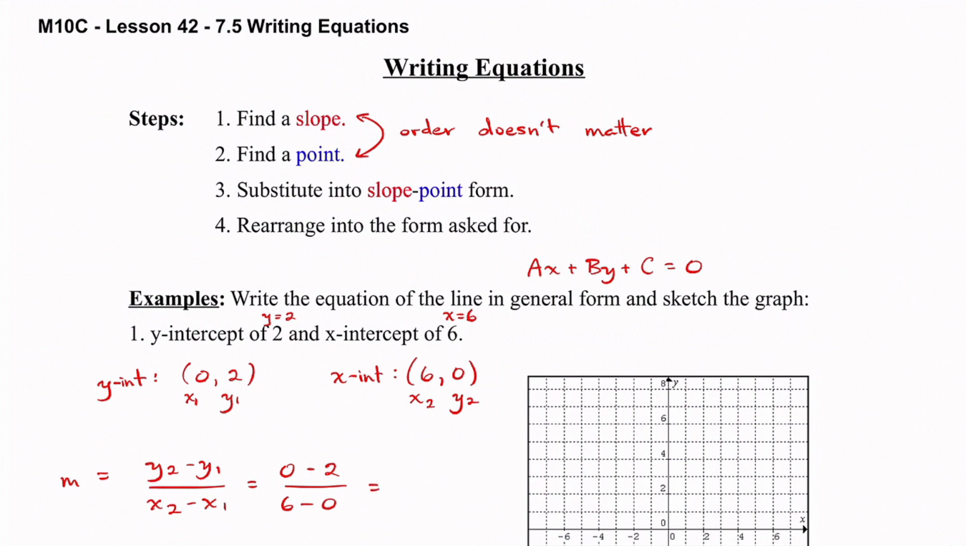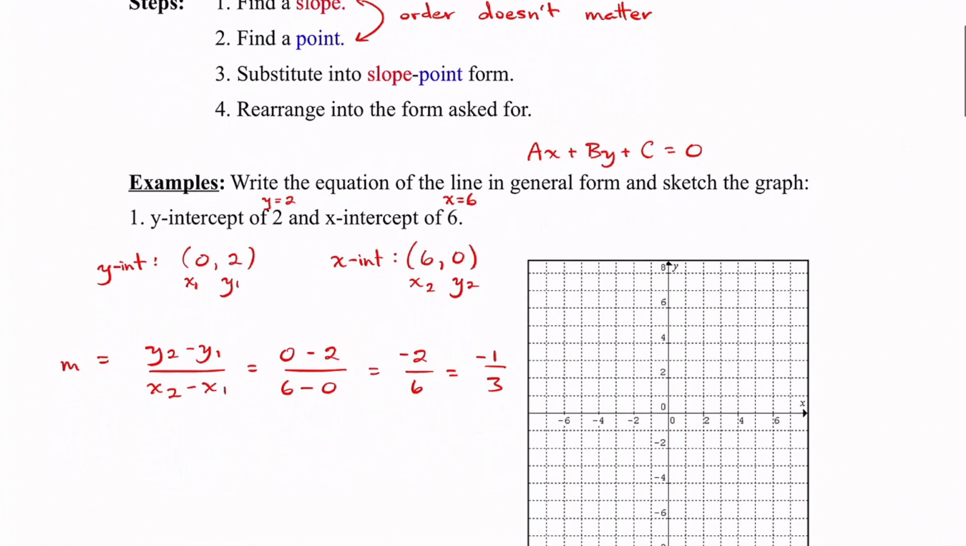Then we'll simplify this. On the top we're just going to get negative 2. On the bottom, 6 minus 0, we just get 6. We can simplify this by dividing the numerator and the denominator by 2, so you're going to get negative 1 over 3. We now have a slope, and the only other thing we needed was a point. I actually have 2 points, one here and one here, so it doesn't matter which one I pick. You can pick either one you want, and you're still going to end up getting the same answer.